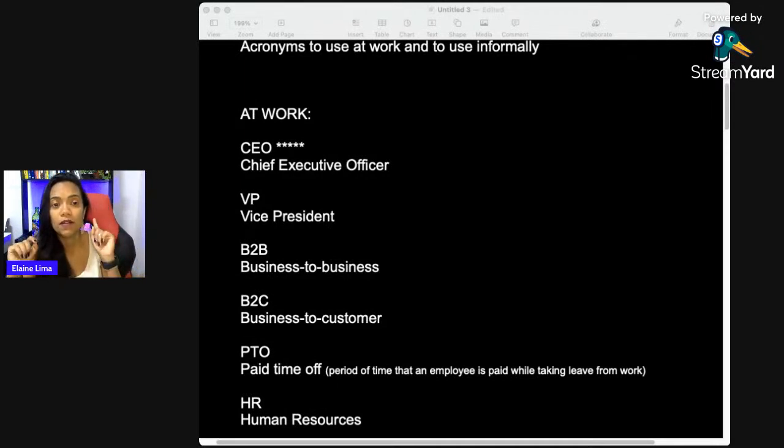Then we have B2B, which is business to business. So, for example, I have a company, and then Fabi has a company too. So we do business together. So I probably sell my product to her, or she sells her products to me. Okay, so this is how we deal with that.